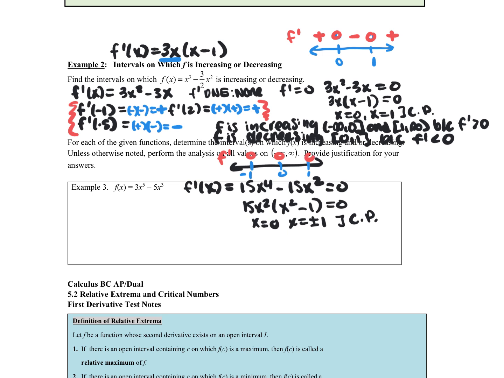And so we need to check values in between all of those intervals to get my increasing and decreasing intervals, okay? So what are some values we can check? We can check negative 2. That will tell us about the interval before negative 1. We need something between negative 1 and 0. We can check negative 0.5. We need something between 0 and 1. We can check 0.5. And we need something after 1, so we can check 2.